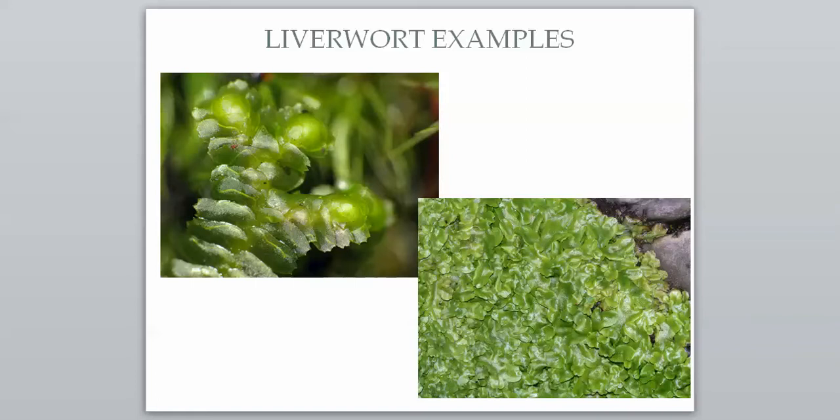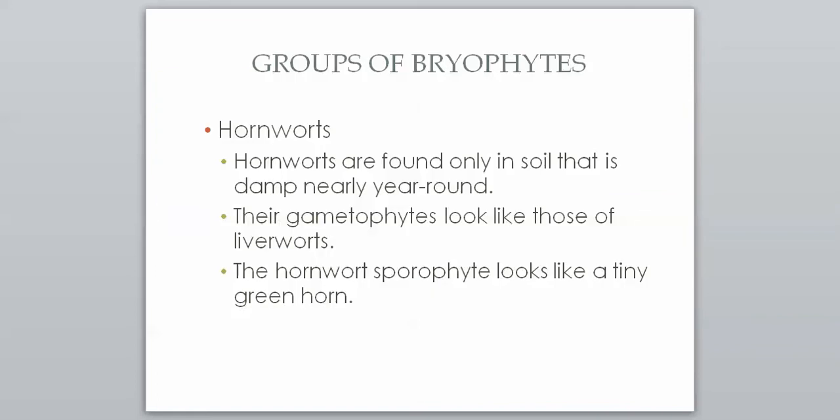And now we are going to take a look at our last one. These are known as the hornworts. They're found only in soil that is damp nearly year-round. That's a common theme amongst this entire group. They need water because they don't really have any way to get it to the rest of their body. They're pretty much on their own. They have to just be able to kind of suck it right out of the ground with what they got.